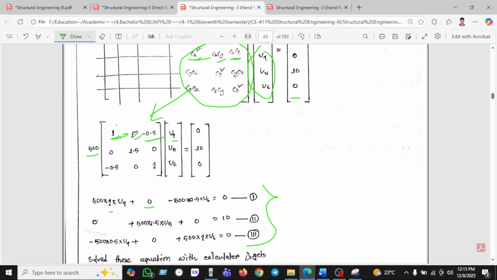For the second one we have found 0, that's why we multiply by 0, and we are not writing it here in detail. And for the third one we have found 500 here, and it will be multiplied with the last one, which we found as 0.005.